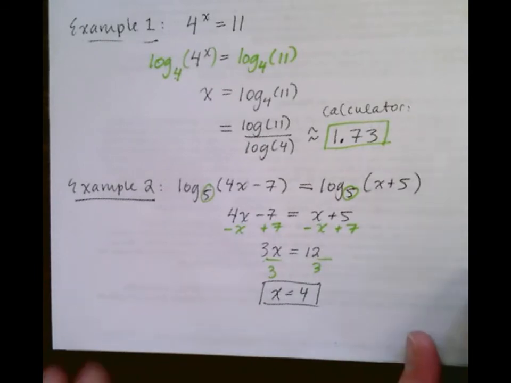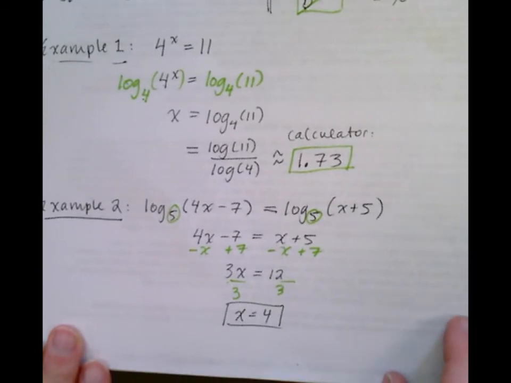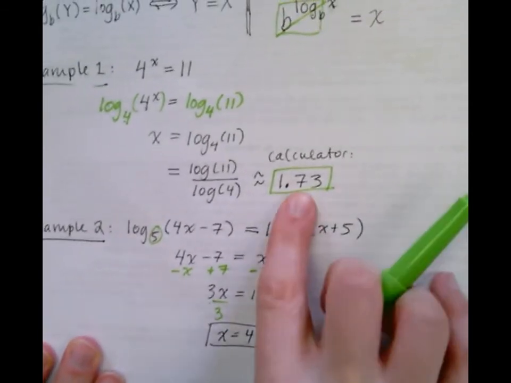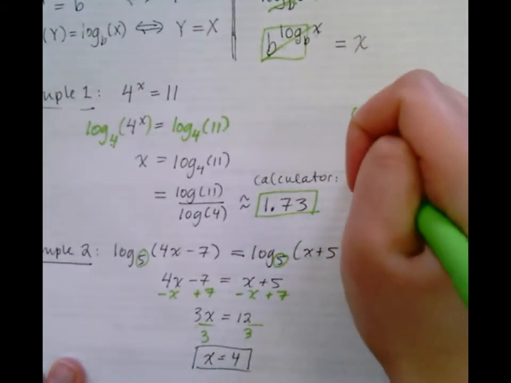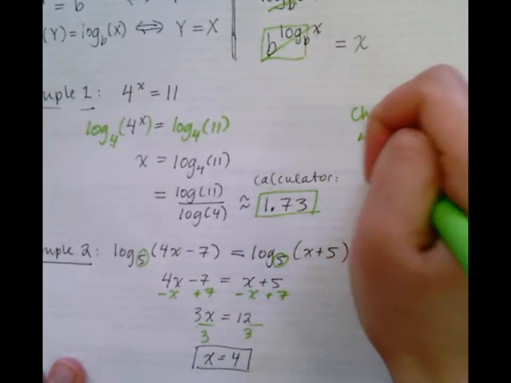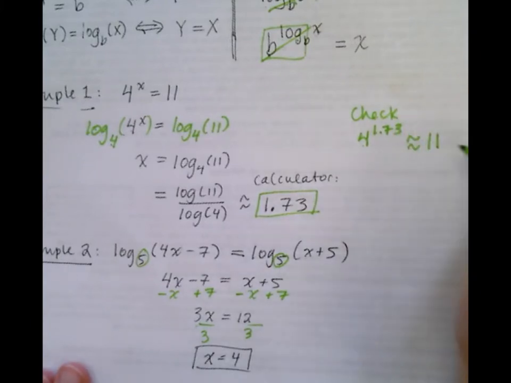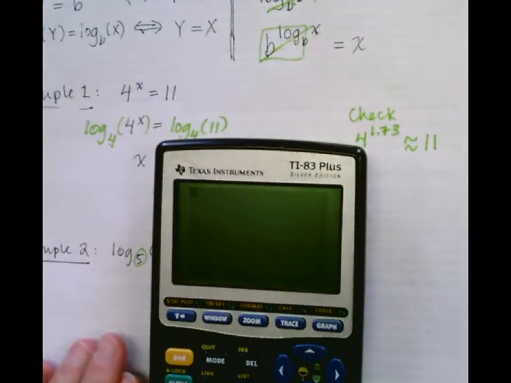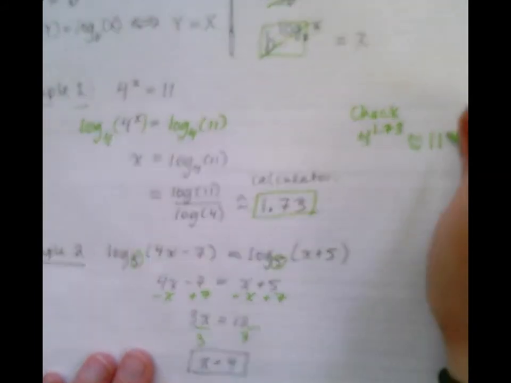Okay, I forgot to mention this with my first example, but it is going to be important that we check our answers. So for the first one, the check would just be figuring out what is 4 to the 1.73 power, and hopefully that's going to be approximately 11. And when I type that in the calculator, 4 to the 1.73, I do get about 11, so that checks out.